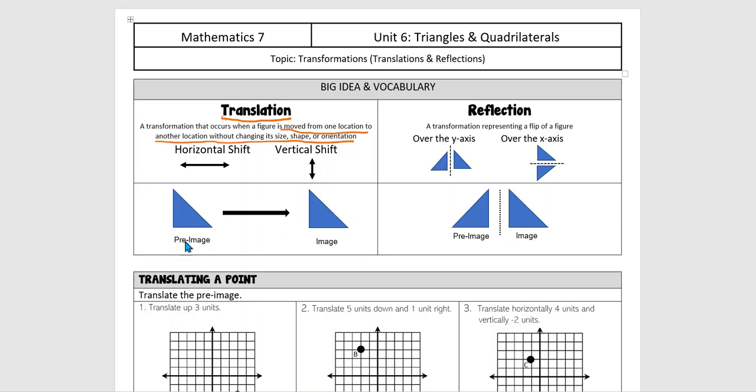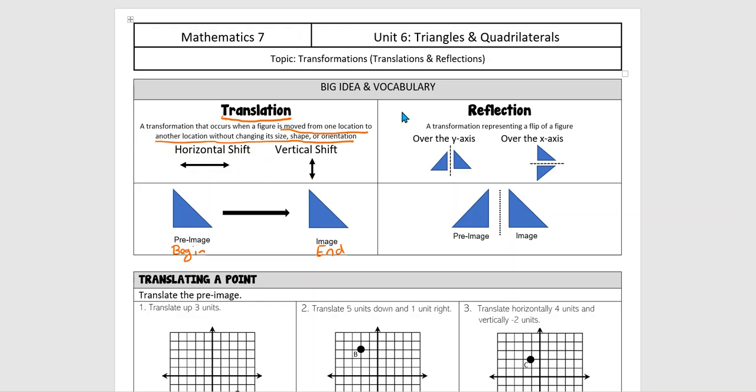So if you look down here, we have our pre-image, which is basically what we begin with, or we start with, and our image, which is what we end with. And the only thing that changed was the location. If I were to measure these, they'd still be the same size, and they haven't changed their angle at all. They're still facing exactly the same way.